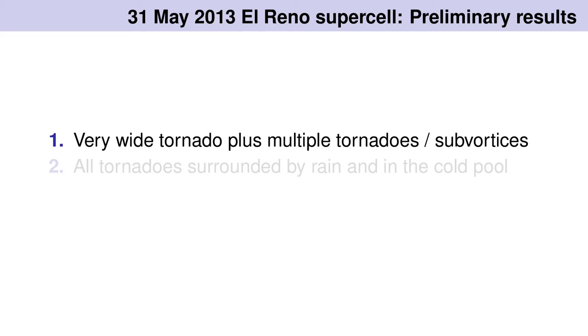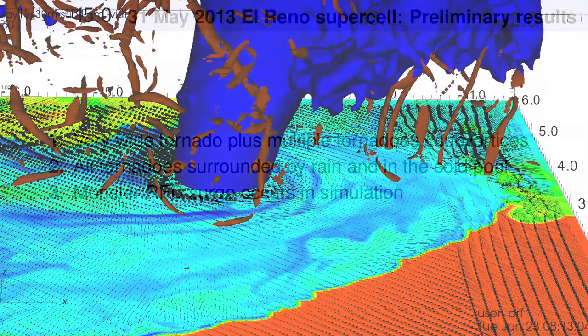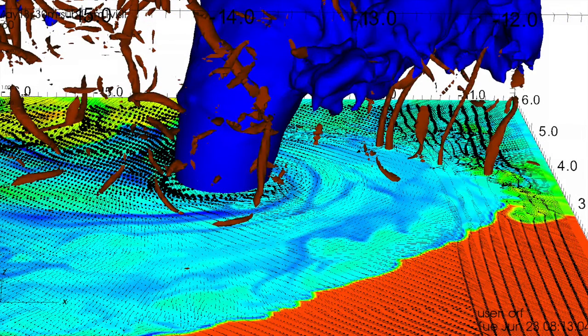So I ran this at 30 meters. I ran it at lower resolution first and worked up to a higher resolution, and I got a wide tornado, and I got some subvortices. This storm showed a lot of weirdness. A very big wide tornado engulfed in rain and lots of small vortices, and I got something that looks at least relatively similar in terms of the general storm mode.